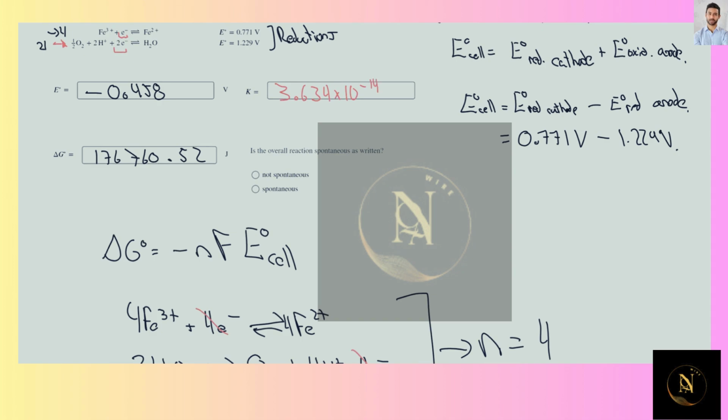So over here, is the overall reaction spontaneous as written? No, it is not going to be spontaneous. E0 is negative, delta G is positive, and the equilibrium constant is lower than 1. So this is going to be a non-spontaneous process.